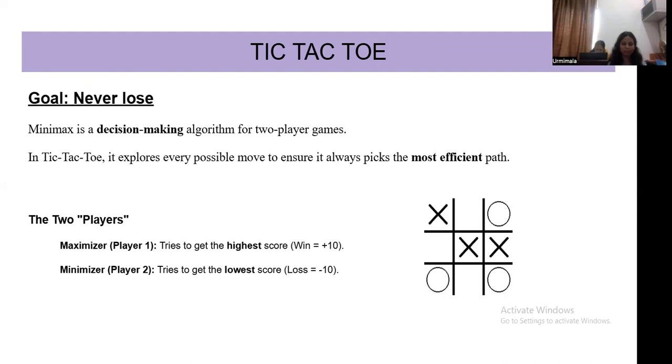The maximizer tries to get the higher score, win equal plus 10. Now you must be all wondering why plus 10, but this plus 10 is just a standard best practice in textbooks and tutorials. It is easy to read, number for humans. Minimizer player 2 tries to get the lowest score, loss equal minus 10.